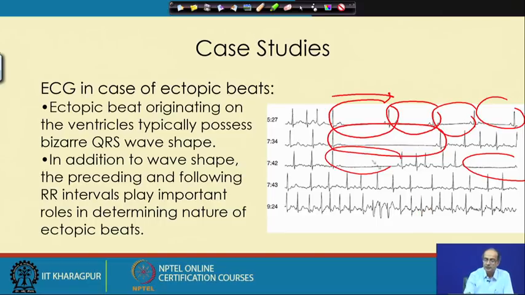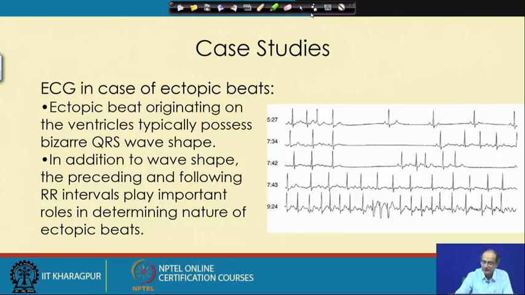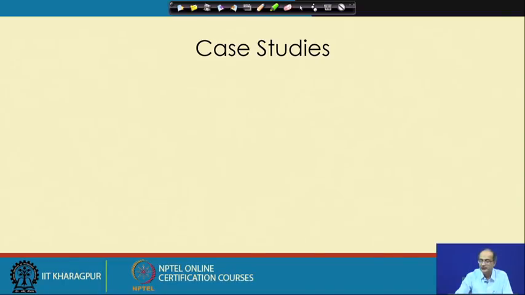So, I think these are the missed beat kind of cases, and below it we have a ventricular ectopic beat. So, we get the QRS complex reversed. Okay. So, different kinds of things are happening at different moments, and we can see that from the ECG waveform.